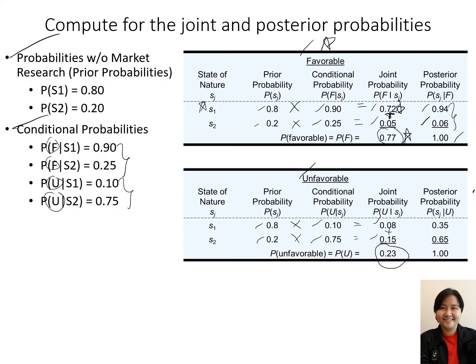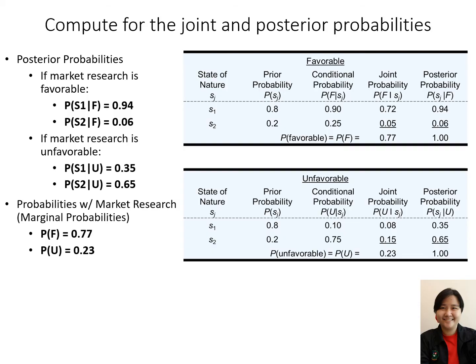Moving on to the unfavorable table. To get the posterior probability, you have 0.08 divided by 0.23, and you will get 0.35. And then for S2, we have 0.15 divided by 0.23, you will get 0.65. Add these two together, we get 1 or 100%. So that is how we derive the marginal probabilities as well as the posterior probabilities.